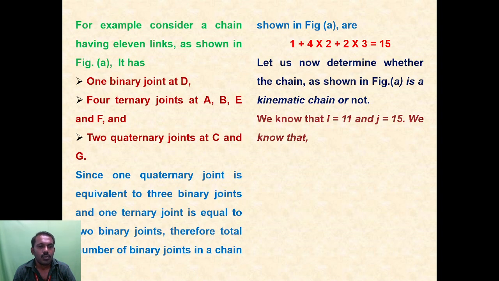Next, 2 quaternary joints at C and G. A quaternary joint we consider as 3: C is considered 3, G is considered 3. So 6, and 9 plus 6 is 15. So the number of joints is 15 and the number of links is 11. This value is substituted in the kinematic chain formula, so we get the answer 15 for the kinematic chain.